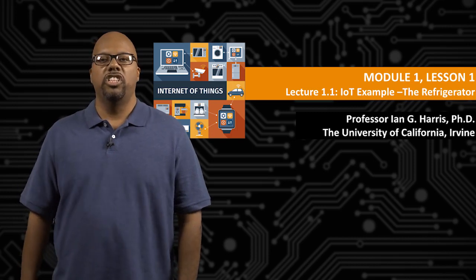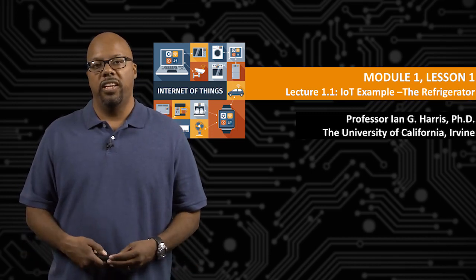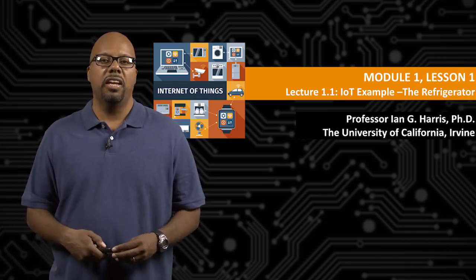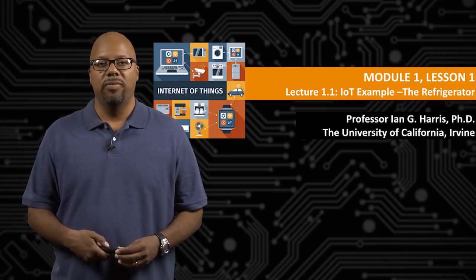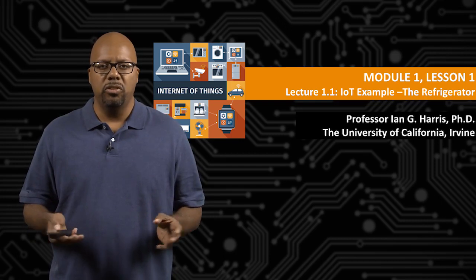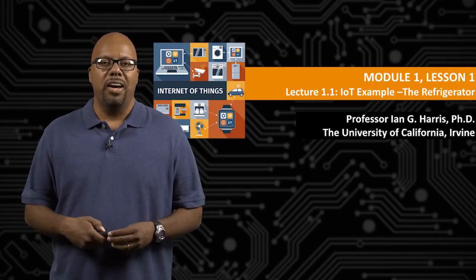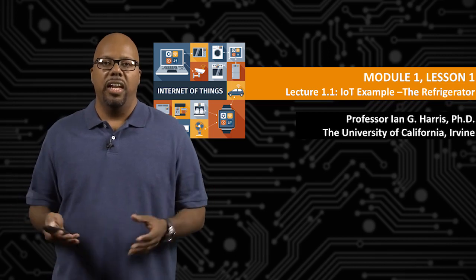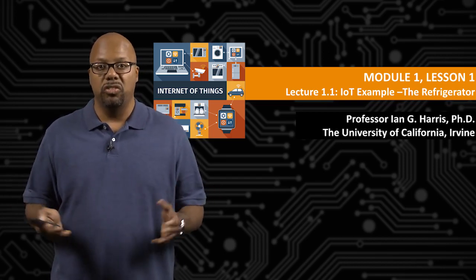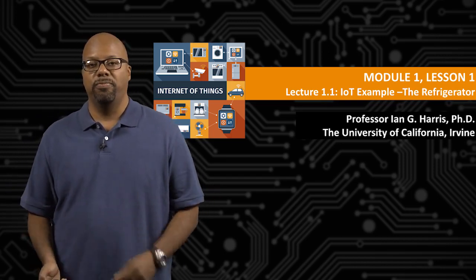The point of this lecture is really to just introduce the term Internet of Things, just to define the term, and give you some kind of a general idea of what Internet of Things really is, what it's about. So we'll go through an example, a refrigerator example, and talk about how a refrigerator can be integrated into the Internet of Things and how it's different than just a regular traditional refrigerator that you were probably used to.